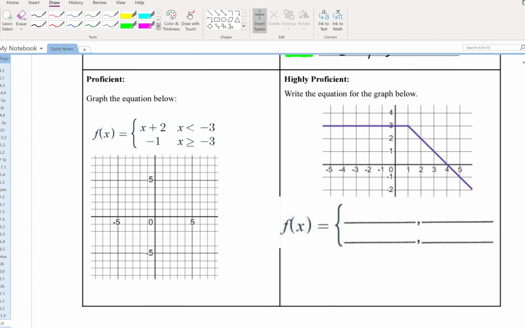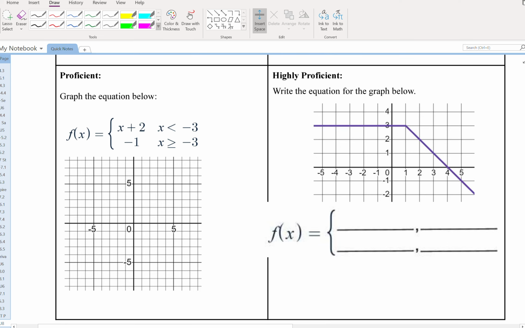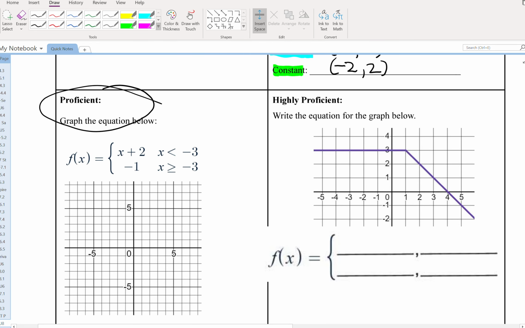This is a video on piecewise functions, and I'm going to combine these two videos. So if you're watching this and you already understand this level, you can fast forward to the marker that I have written on there, and you can just skip to the highly proficient part because I'm going to do it next.